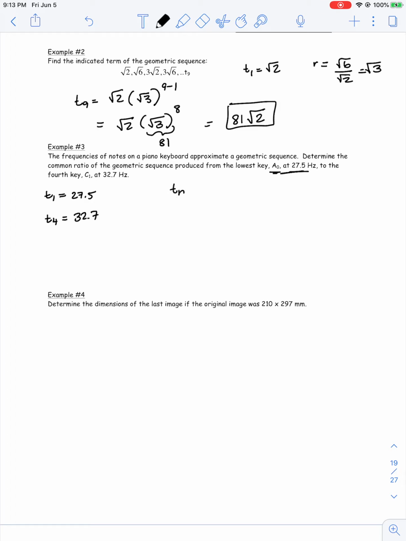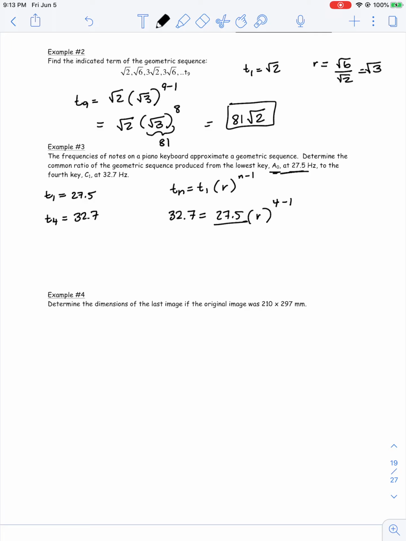Okay, so what I'm going to do is fill this into the equation. This is the equation that we've been using so far. Tn, we're going to use term 4, which is 32.7 as term 4. T1 is 27.5. Our common ratio we don't know, but the n that corresponds to 32.7 is 4.